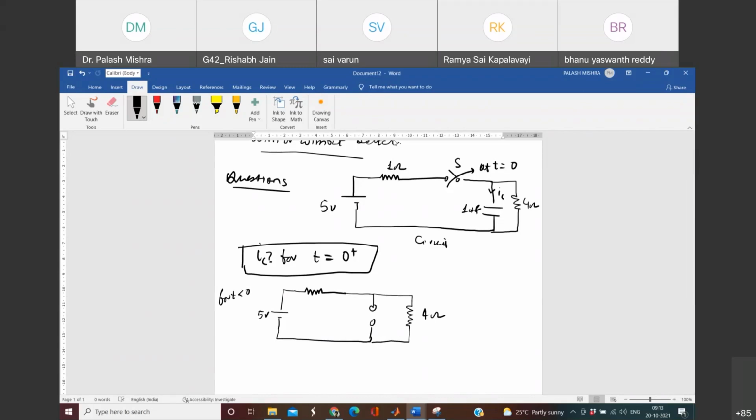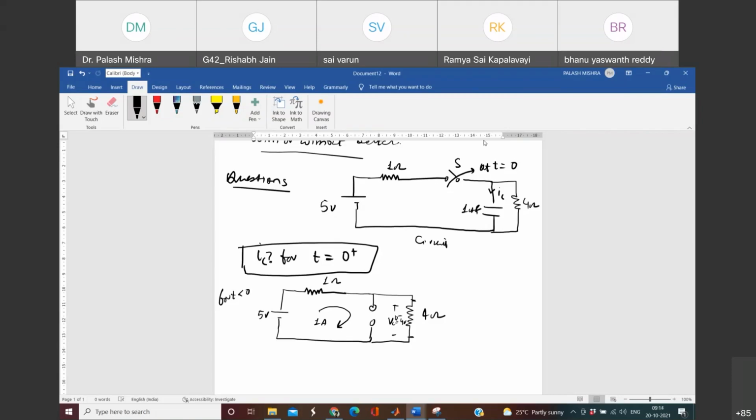Yes, sir. So there will be a current flow here of 1 ampere, and this voltage VC will be 4 volts. VC at 0 negative is 4 volts. Am I correct?